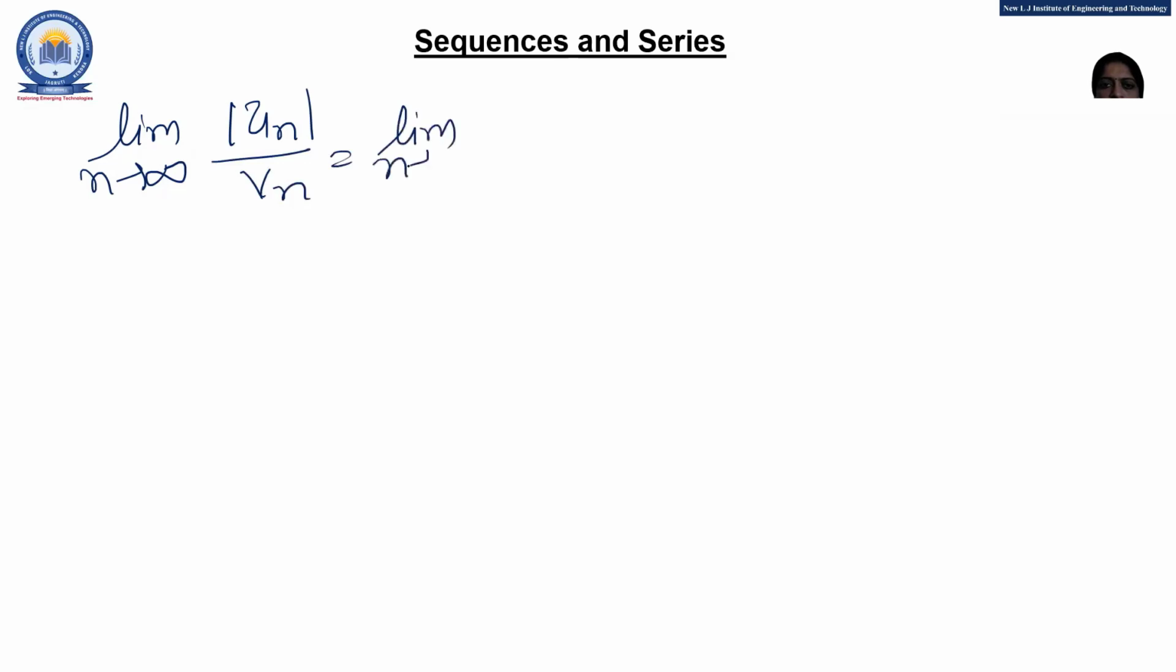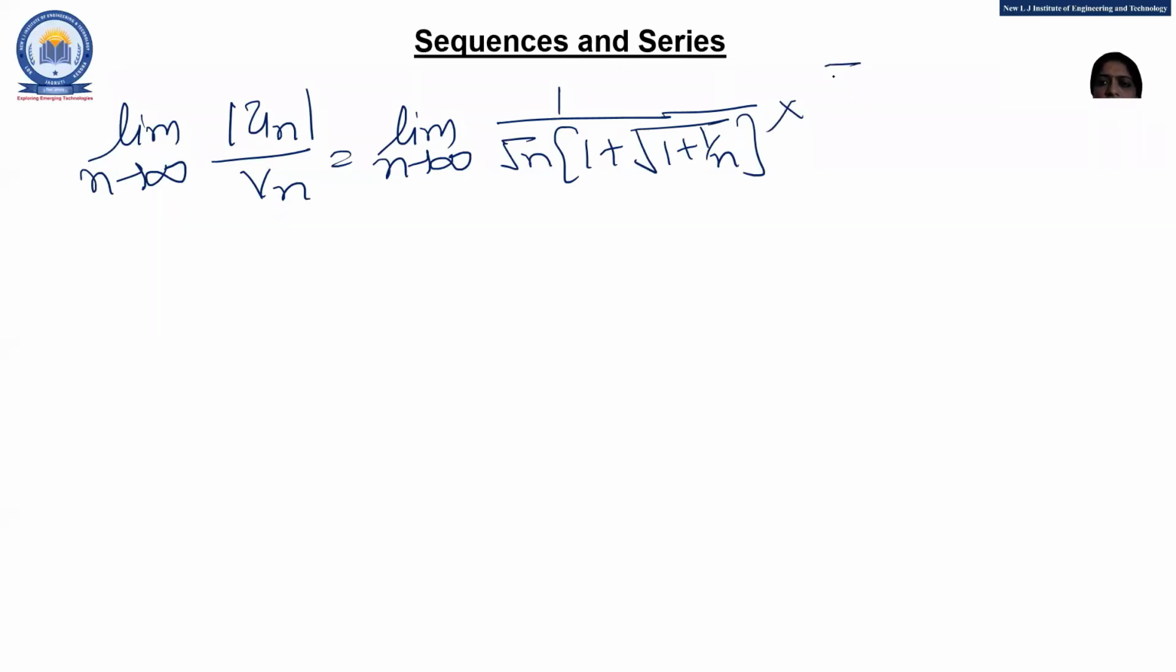For the comparison test, the formula is limit n tends to infinity of |un| upon Vn. So limit n tends to infinity, what is the value of |un|? That is 1 upon root n times 1 plus under root 1 plus 1 by n. And what is my Vn? That is 1 upon root n. So I write here the reciprocal, root n by 1.